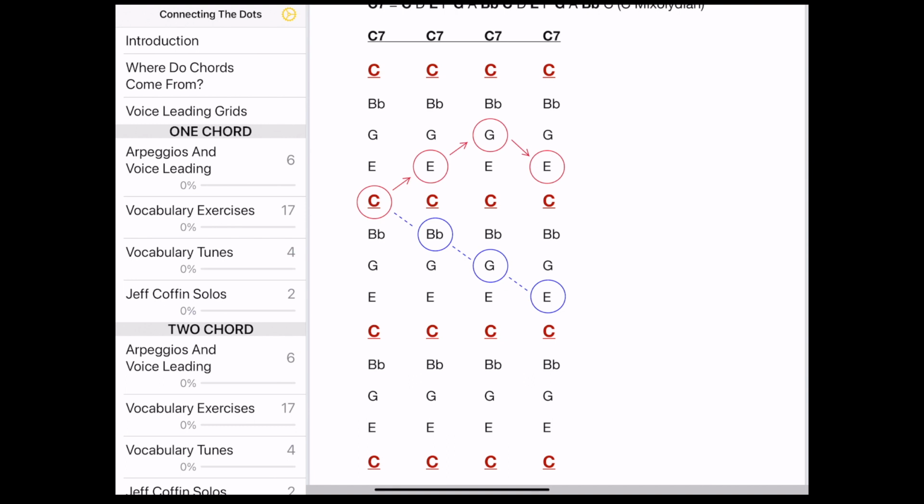So if we start on the root, if we start on the C, obviously because it's the same chord, I could use that C over all 4 bars. But I want to either move up or down to the next closest note. So my 2 choices there are either to move down to the B flat or to move up to the E. I chose to move up to the E, just randomly. From that E, I have one of 2 choices. I could either go down to the C or up to the G. I moved up to the G.